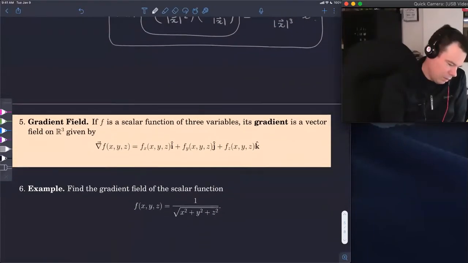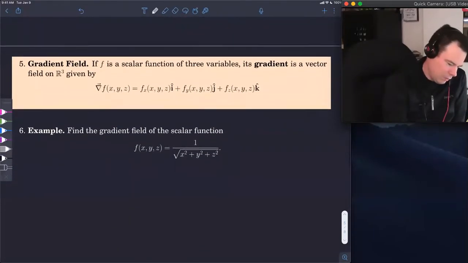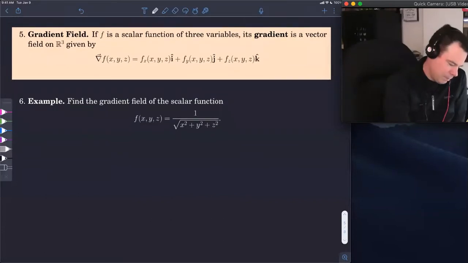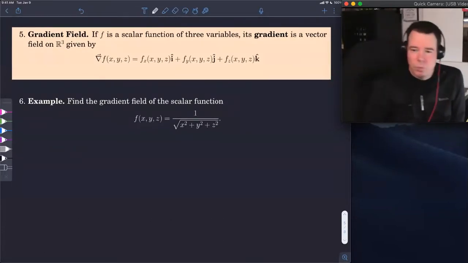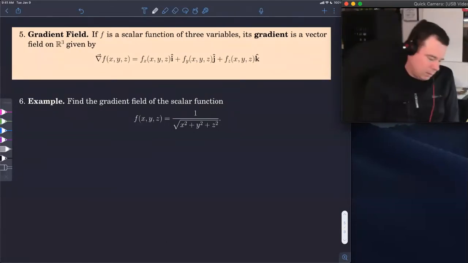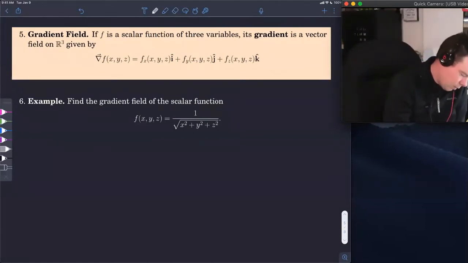So it turns out that we've actually been using vector fields a little bit already. Here's an example. Let's find the gradient vector field of this scalar function. What we're going to do is take its partial derivatives and throw them together as the components of this gradient function.